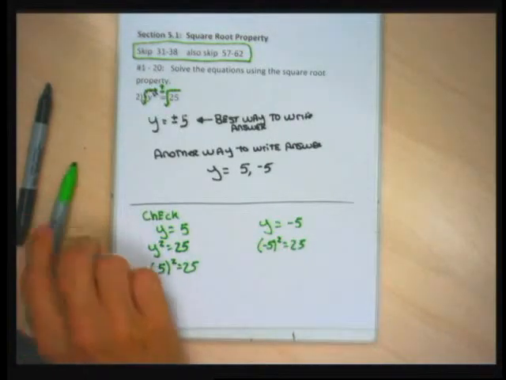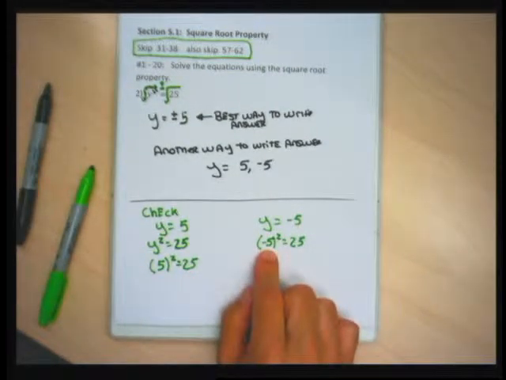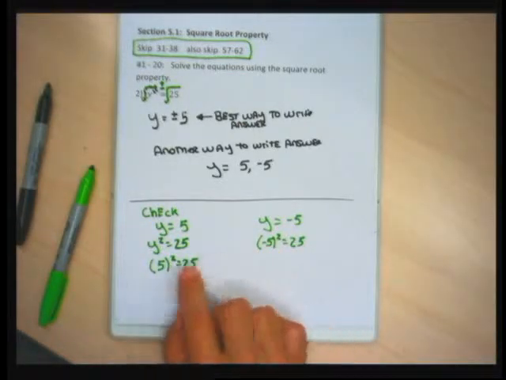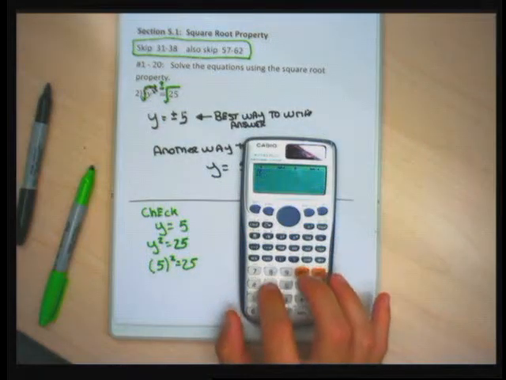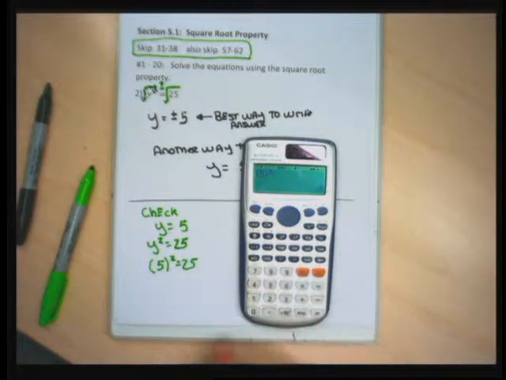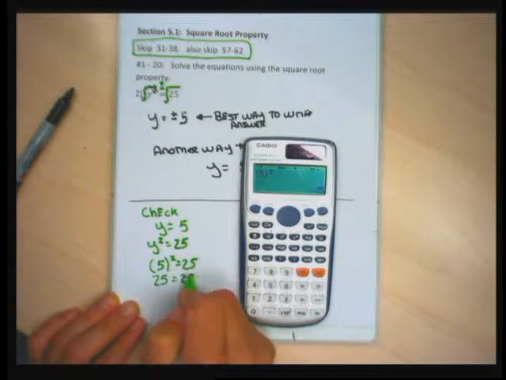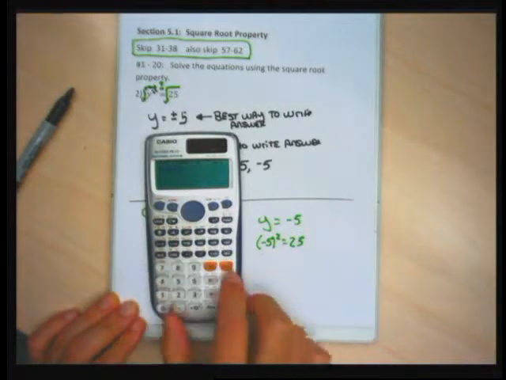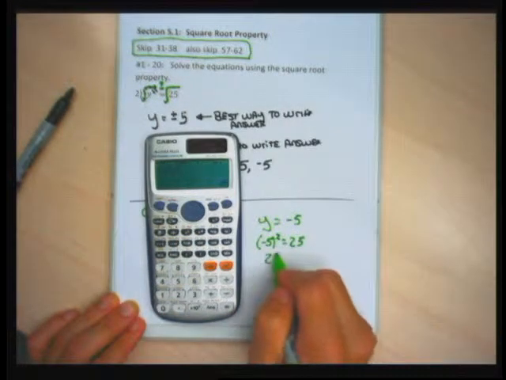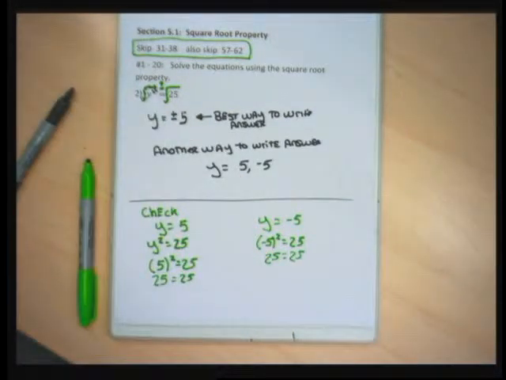When I'm using my calculator to check, if I'm squaring a negative number, that number has to be in parentheses. If I don't put it in parentheses, my calculator will give me the wrong answer. For the positive, it doesn't really matter whether I do or don't, but I'll do both of them in parentheses. It's safer to use parentheses. So there's 5 squared. When I simplify the 5 squared, I get 25 equal to 25, so I know the first solution is okay. And similarly, when I do negative 5 squared, I get 25 equal to 25. So I know I've done perfectly and am completely done with that problem.